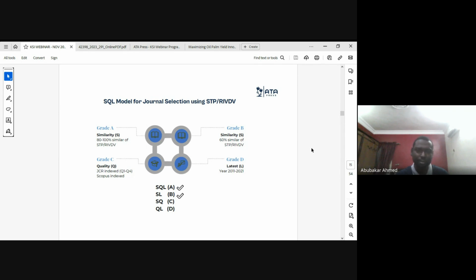Then we have grade B. Grade B is also part of similarity, which is 60% similar to your own research area. That is, the subject is almost similar, the treatment is almost similar, and the parameter which you are going to apply to see the impact of climate change on oil palm production is almost similar. Then grade C is about quality, that the article is indexed in Q1 to Q4 in Scopus.